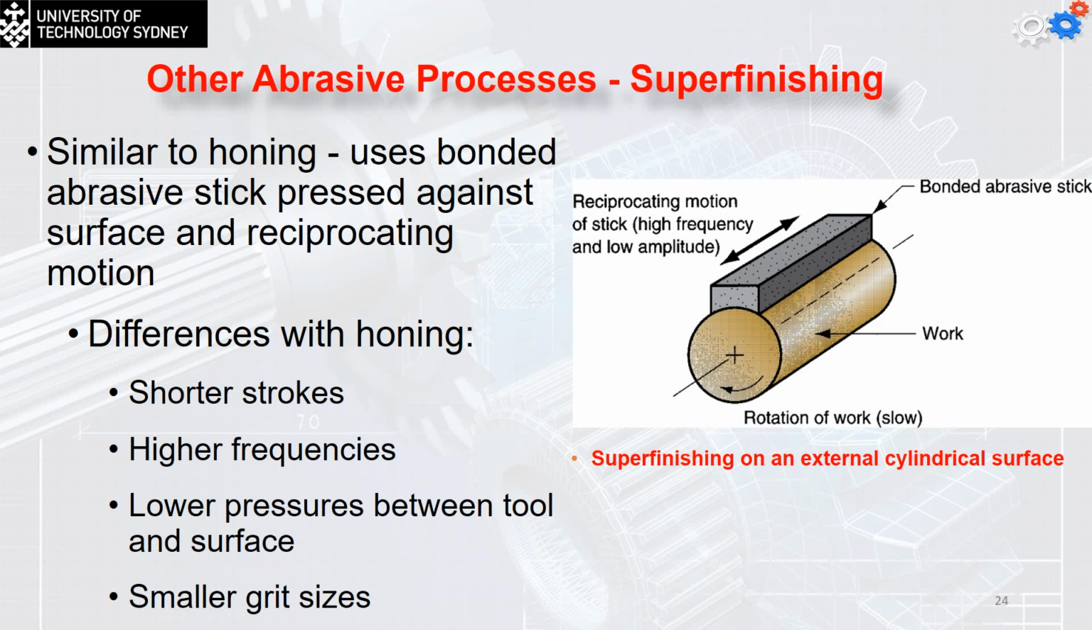We also can have superfinishing for cylindrical shapes, which is similar to honing, using a bonded abrasive stick pressed against the surface with a reciprocating motion at the same time. The differences from honing are shorter strokes, higher frequencies, lower pressure between the tool and the surface, and we are going to use smaller grit sizes.